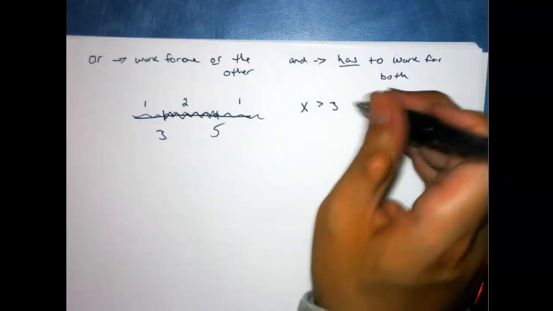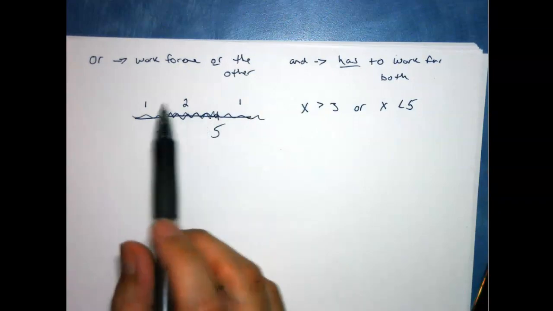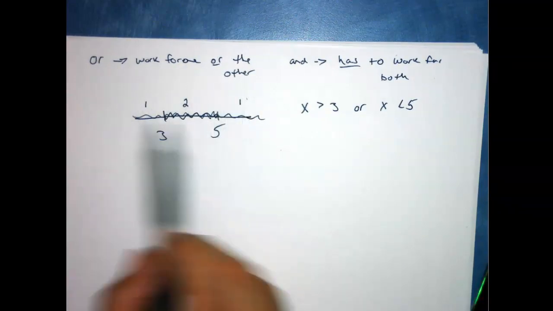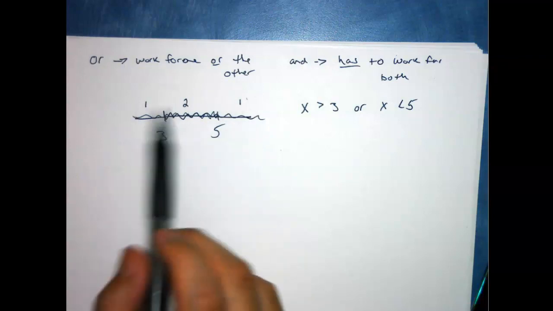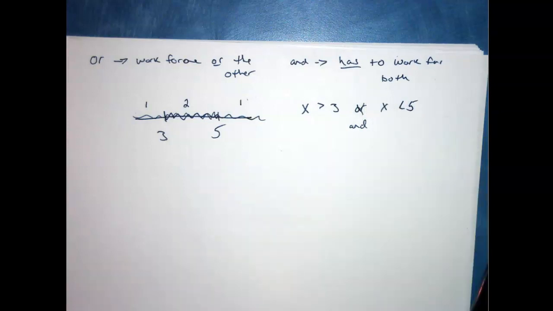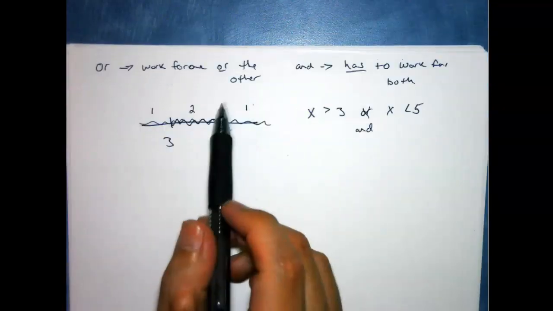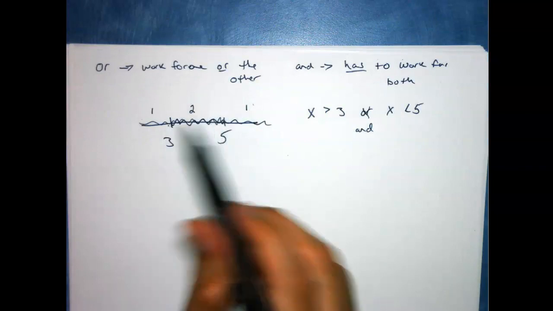If it were an or statement here, my answers are anywhere there's at least one answer. So if this was an or statement, my answer would be everything, because there's 1, 2, 1. If this were an and statement, I go where there are 2 answers. Well, there are 2 answers in the middle. So if this were an and statement, my answers would be the stuff in between.